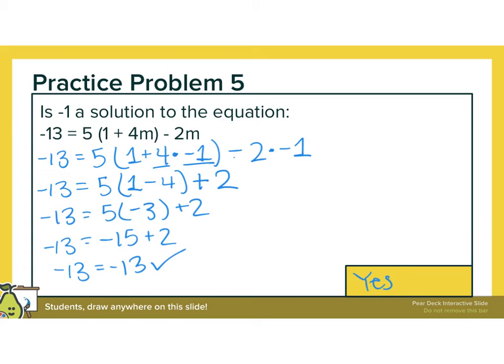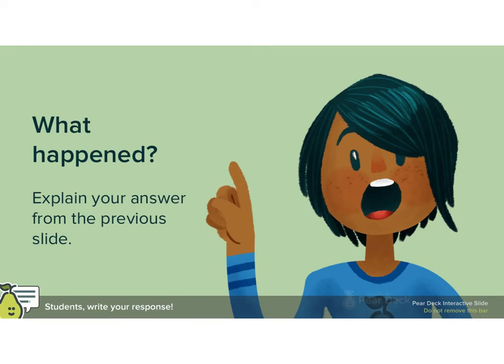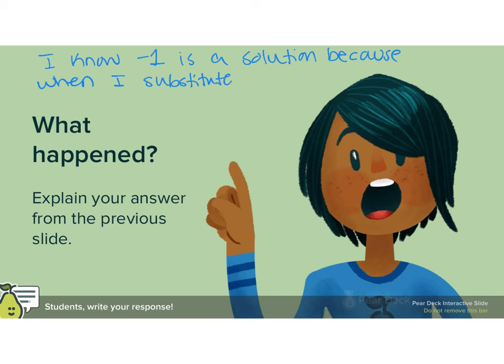On the next slide, we explain what happened. Explain your answer. So I know -1 is a solution because when I substituted -1 for, I'll say x. I don't know if that's the right variable. When I substituted -1 for x, I got, what was it, -13 on both sides?